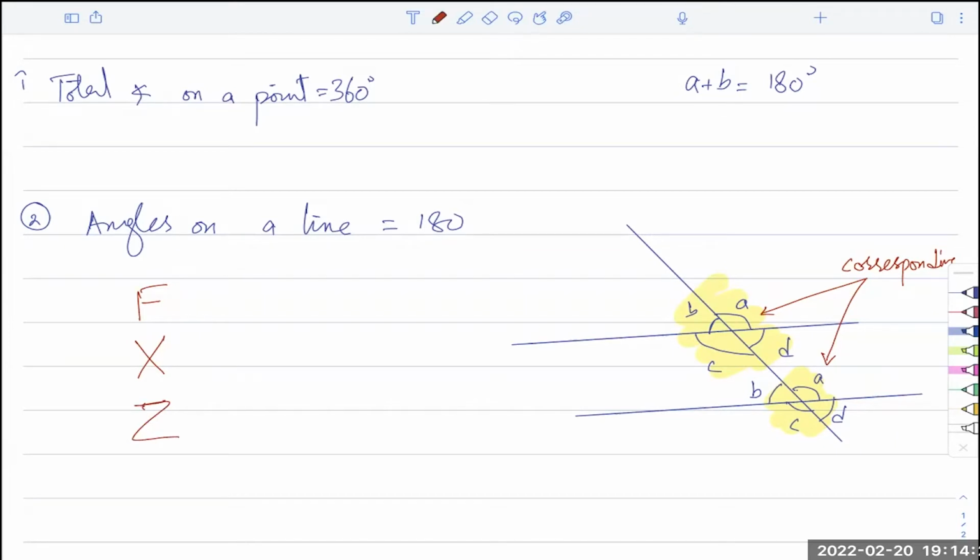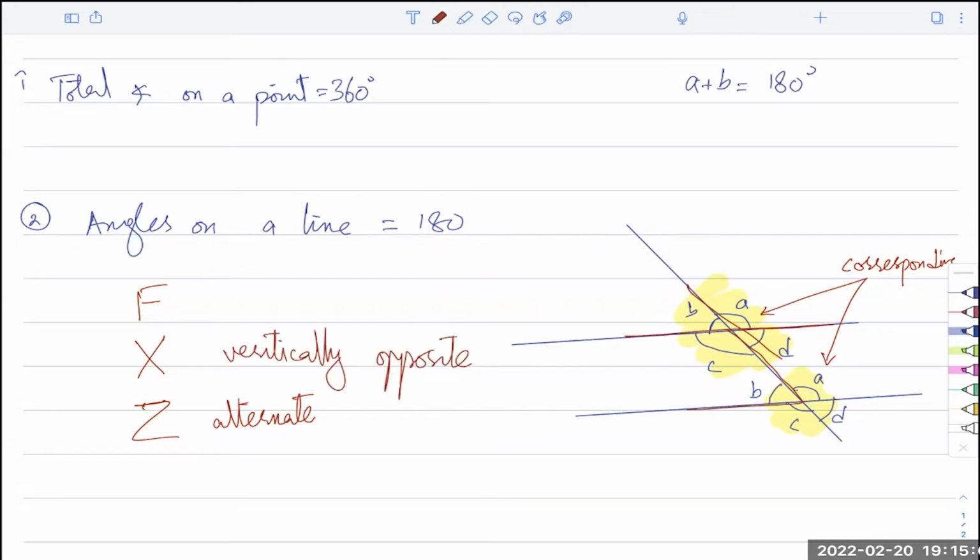For example, if I look at angle D and angle B, this one over here, they make a Z, right? These are called alternate angles and they'll be equal. Similarly, if I look at angles B and D, they make a cross, right? B is here, D is here. That pair is called vertically opposite angles.